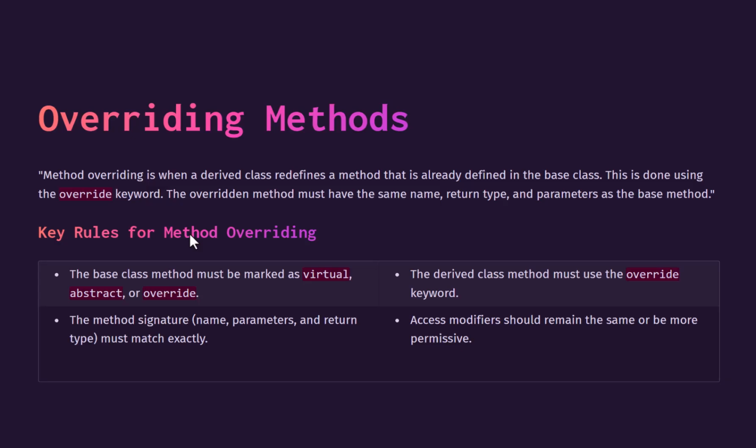Before we go to more examples, let me go over some key rules for method overriding in C#. Here we have four. The first one: the base class method must be marked as virtual, abstract, or override. Second, the derived class method must use the override keyword. Third, the method signature, name, parameters, and return type must match exactly. And fourth, the access modifier should remain the same or be more permissive.